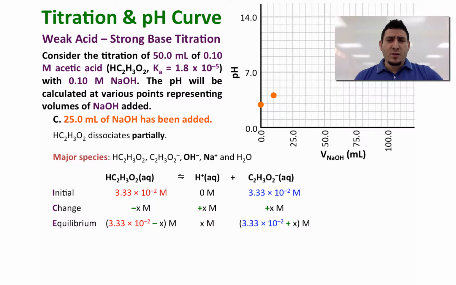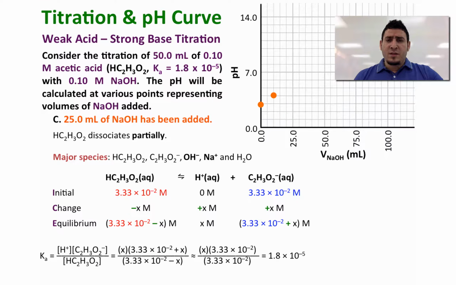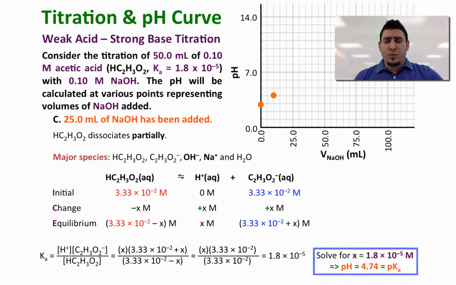Now you can notice something here: the initial concentrations of acetic acid and of acetate are equal. So in this case, when I calculate the concentration of H plus, I'll find it to be equal to 1.8 times 10 to the power minus 5 molar. Now, when I calculate the pH, it is equal to 4.74, which is equal to the pKa.